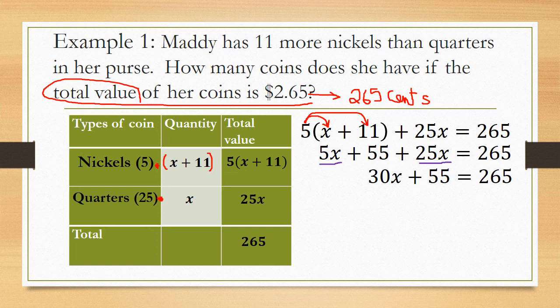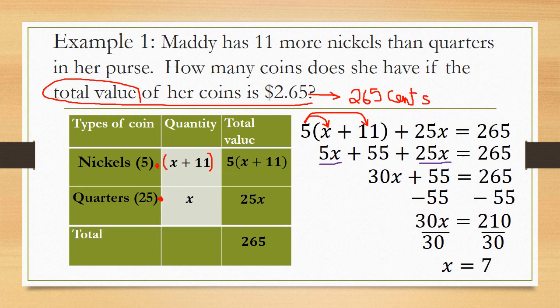This is a two-step equation, which means I need to take away 55 from both sides, end up with 30x equals 210, divide both sides by 30, and x is going to be 7. Now 7 is the total quantity of quarters, which is 7 quarters, and the number of nickels is 7 plus 11, which is equal to 18. So the final answer for this problem is going to be 7 quarters and 18 nickels.